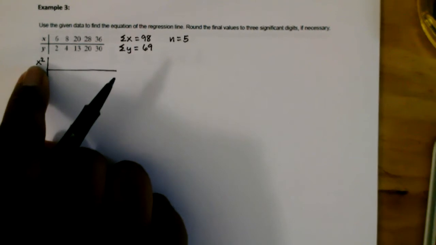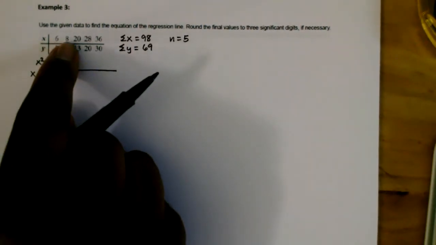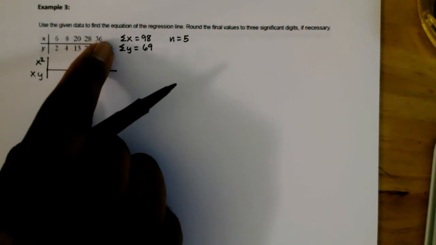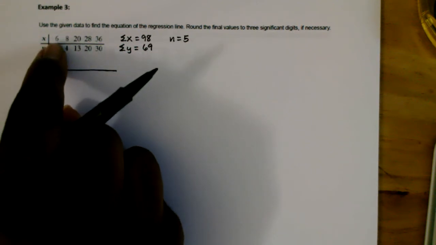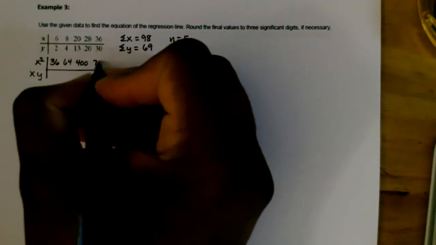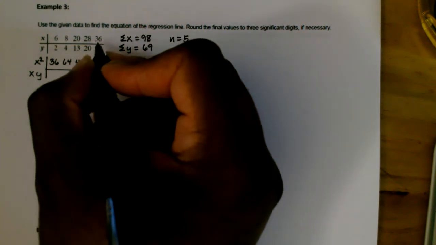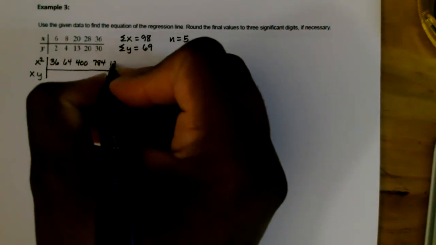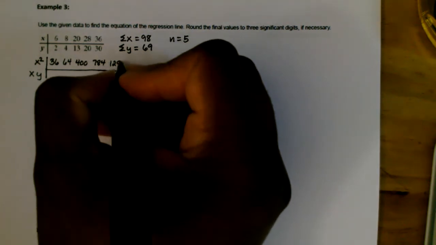And now I'm going to square the x's. I'm going to take each x value and square it. 6 squared is 6 times 6, that's 36. 8 squared is 8 times 8, that's 64. 20 squared is 20 times 20, which is 400. 28 squared is 28 times 28, which is 784. And finally, 36 squared, 36 times 36, that'd be 1,296.